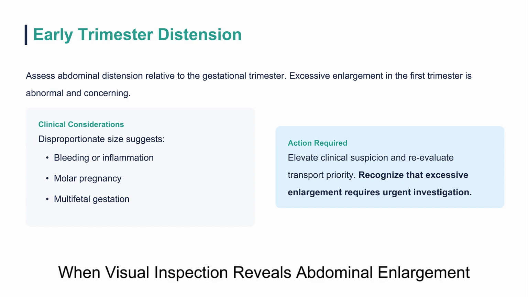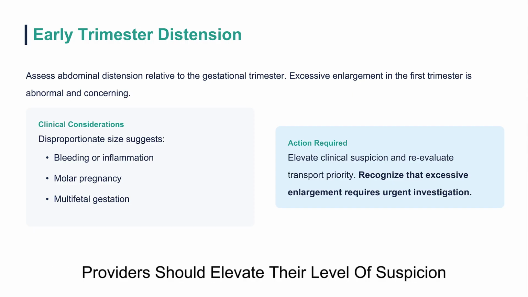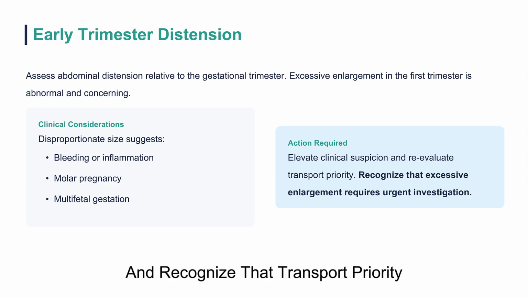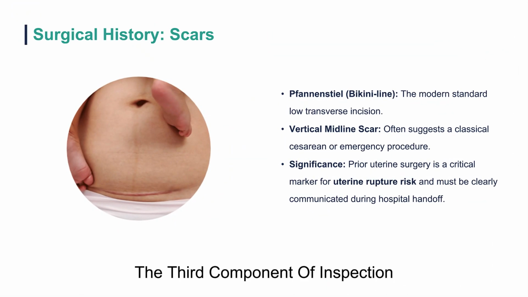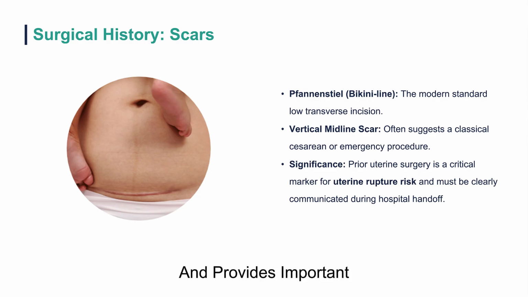When visual inspection reveals abdominal enlargement that is disproportionate to the reported gestational age, providers should elevate their level of suspicion and recognize that transport priority may need to increase accordingly. The third component of inspection is the identification of surgical scars. Every scar represents a previous surgical event and provides important historical information.